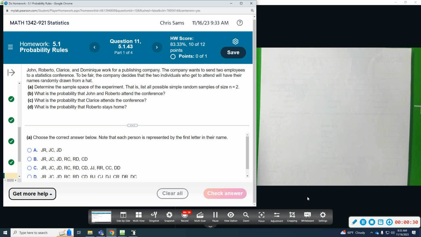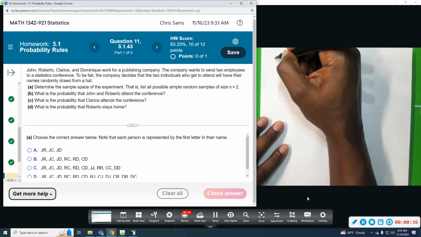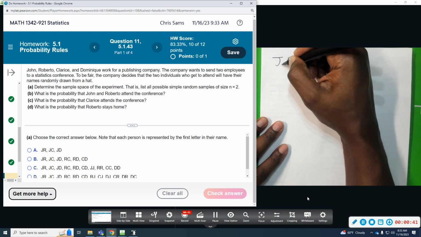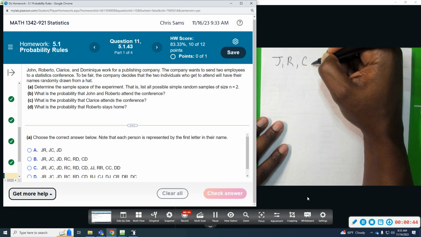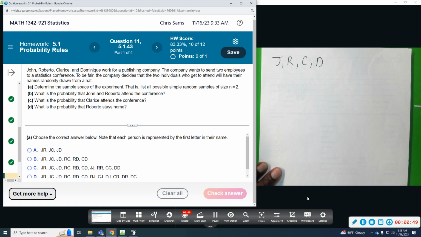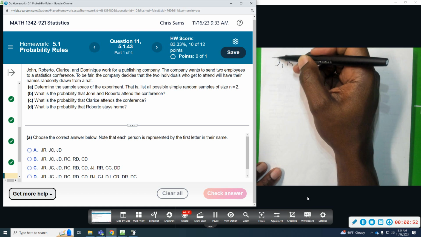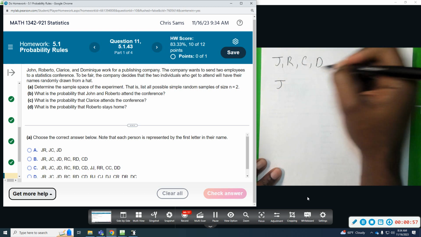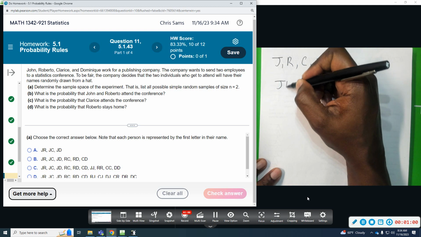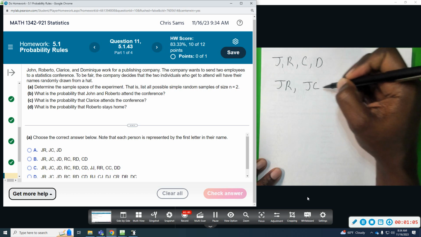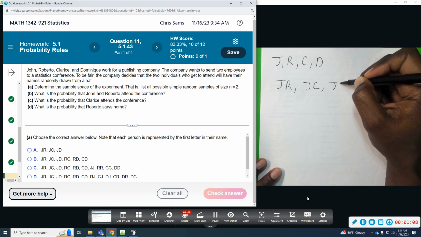So part A says determine the sample space of the experiment. So I'm going to list all the initials of the 4 candidates, and we're going to come up with a sample space by just using the listing method. So let's suppose that John was selected first. We're going to pair John with every possible person. So maybe John and Roberto, J and C, J and D.